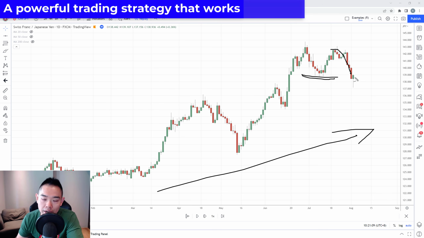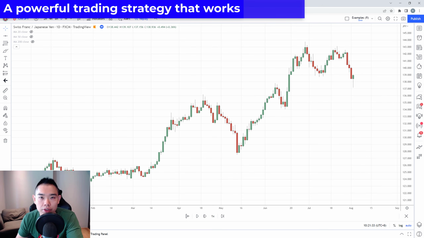And you got clues, right, that buyers are stepping in, because the market opened over here, tried to break down lower, couldn't, but reversed eventually and closed near the highs of the day. So this tells you that buyers are stepping in. So what you can do is to go long, right, on the next candle open.